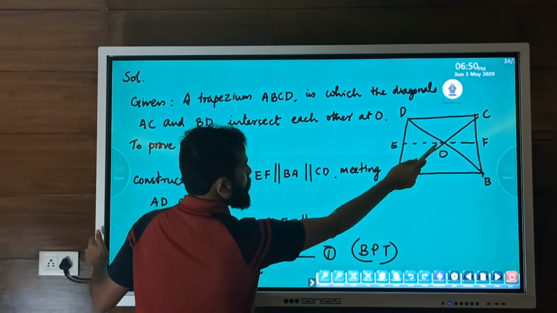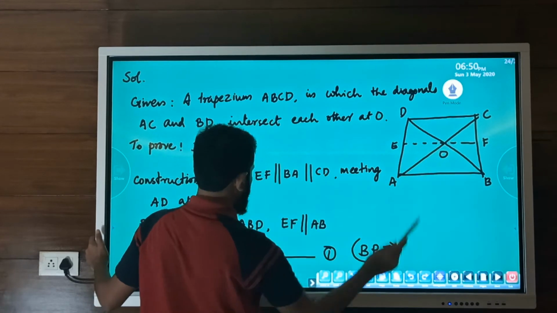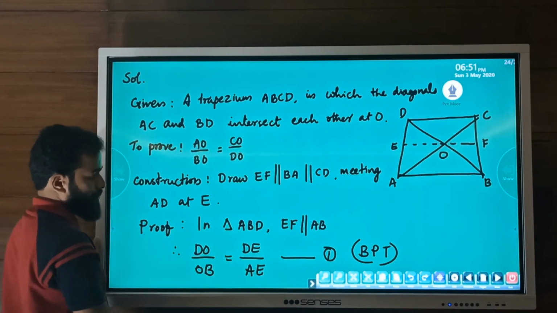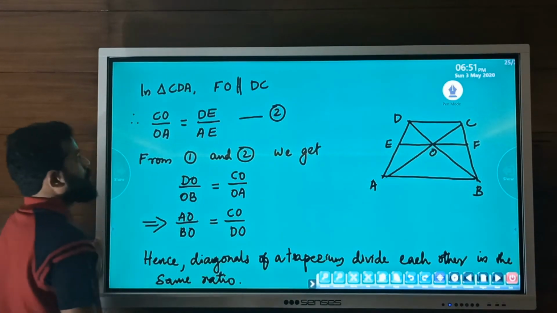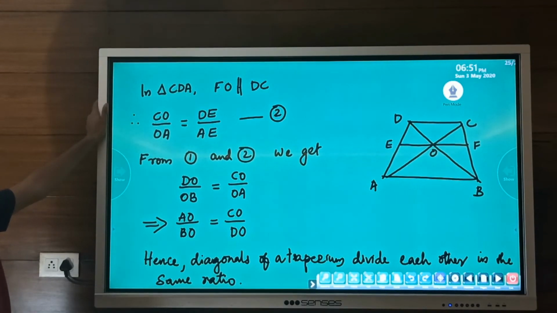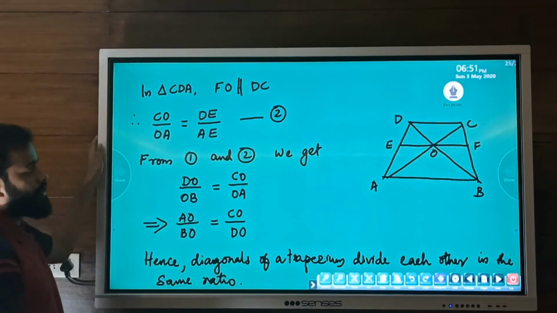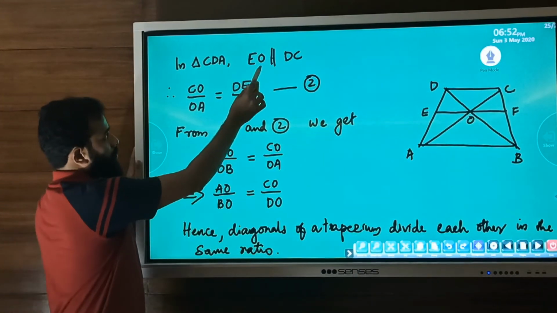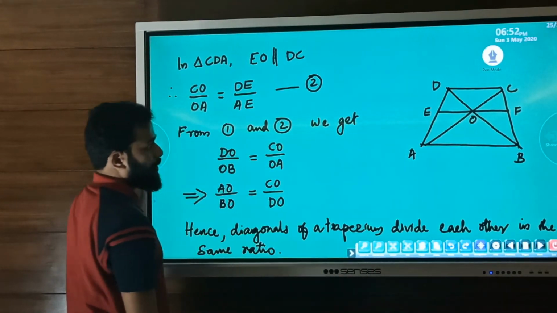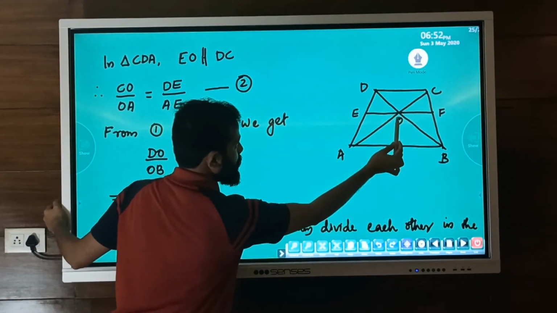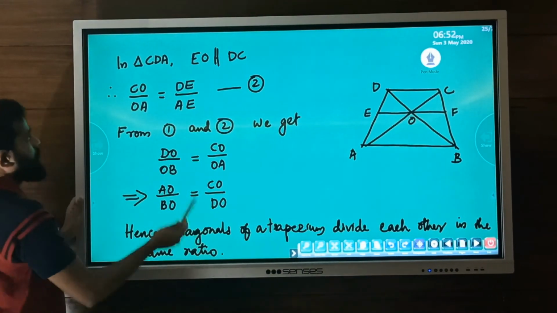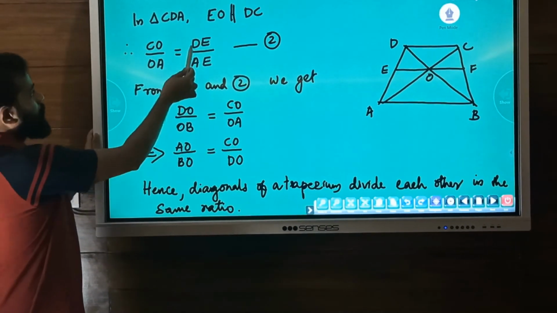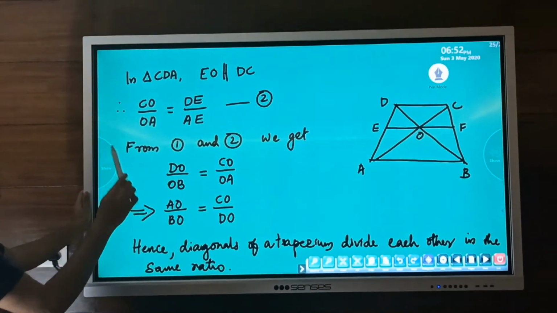Then the next triangle we are considering is triangle CDA, where FO is parallel to DC. From the diagram we can understand this is the line EO, which is parallel to DC. Then by the basic proportionality theorem, CO divided by OA equals DE divided by AE. That is our second equation.